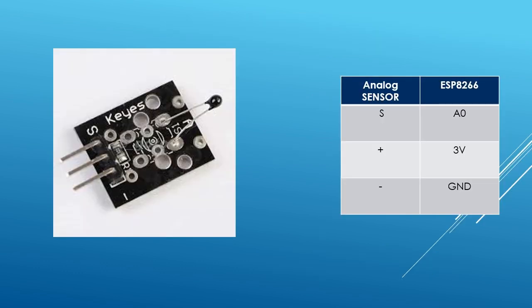The wiring is simple, just connect the S pin to the A0 pin of the NodeMCU, the minus pin to the ground, and the pin in the middle to the 3V.